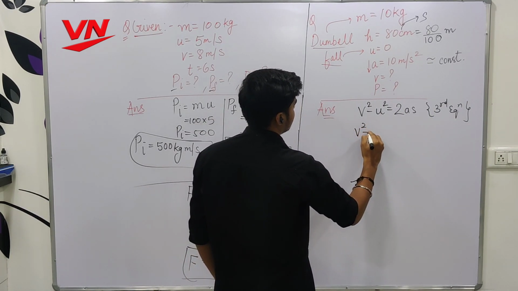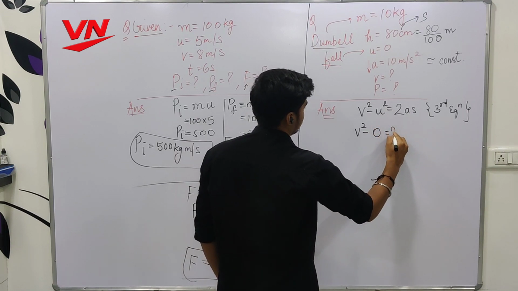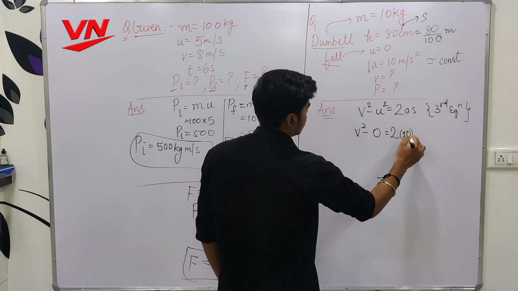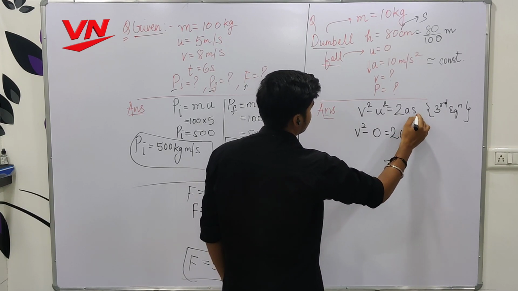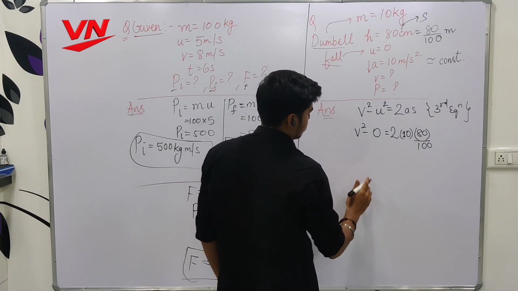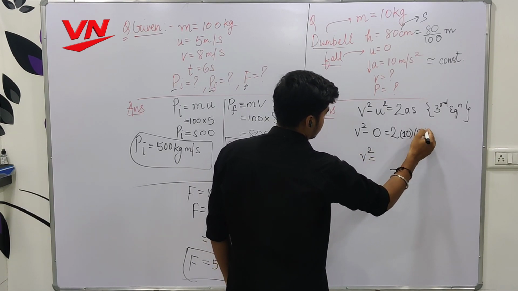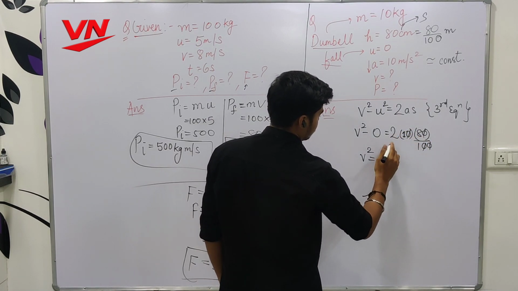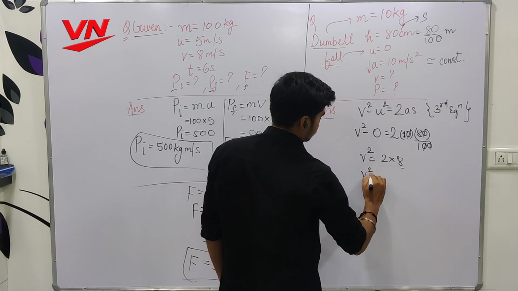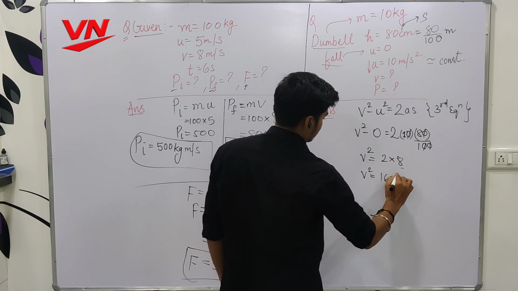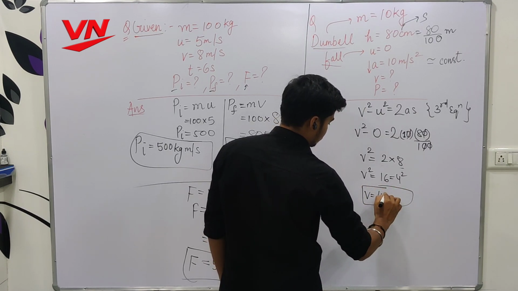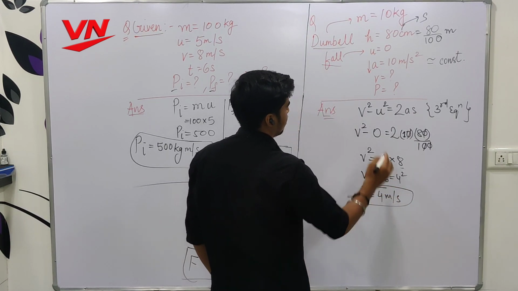V square as it is, initial velocity is 0 as it is a free fall. Acceleration, constant acceleration was 10 in the downward direction, and the height, or you can say the displacement here, is 80 by 100. V square is equals to 0 0 cancel, 0 0 cancel, 2 cross 8, only 2 cross 8. V square is equals to 16. Also we can write 4 square. So v is equals to 4. Unit will be meter per second.